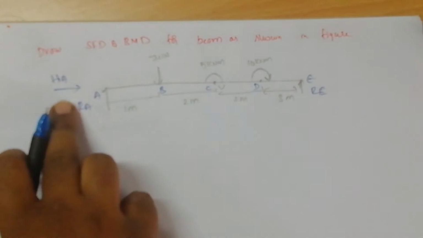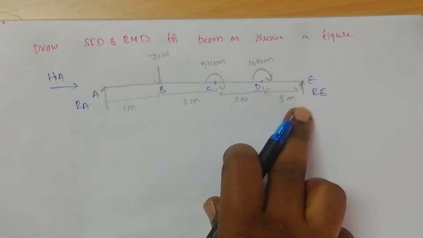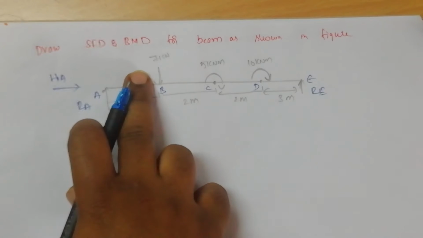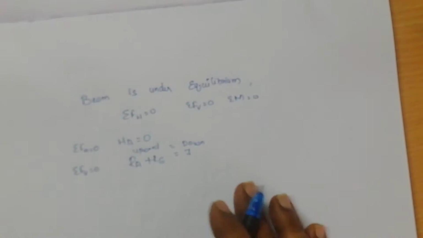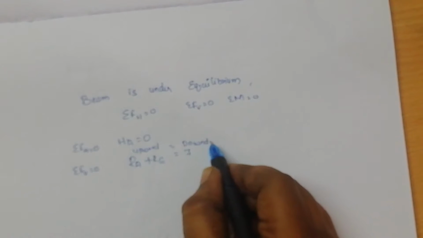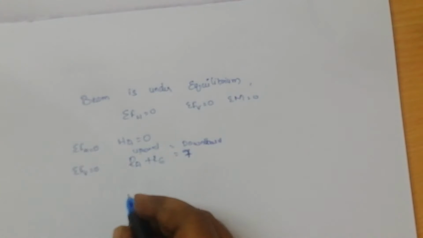Let us go to the diagram. This is RA, the vertical reaction. Here it is RE, the vertical reaction. And the load is acting downward, which is this one. So upward forces are equal to downward forces. So we got this, and this is your equation 1.